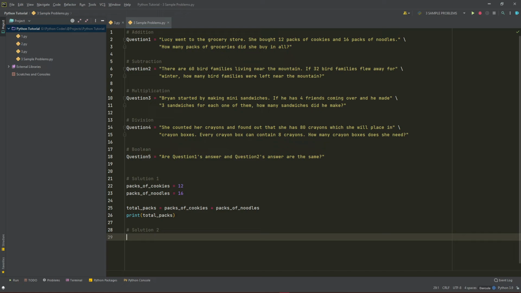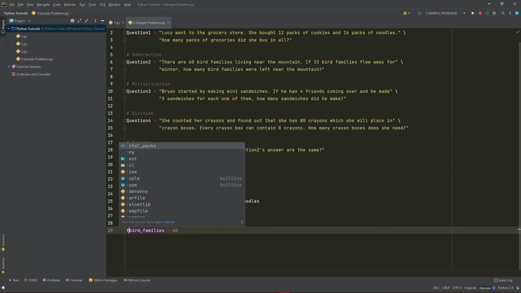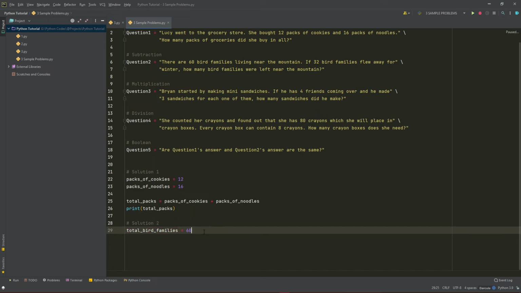There are 60 bird families living near the mountain. If 32 bird families flew away for winter, how many bird families were left near the mountain? So we're basically just going to subtract 32 from 60. Okay? So we have the bird families. We have 60. Actually, let's just put this total bird families.